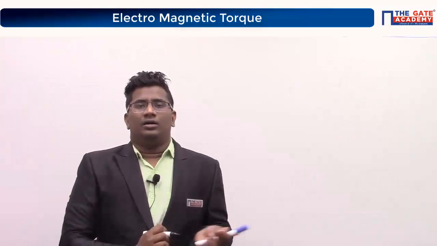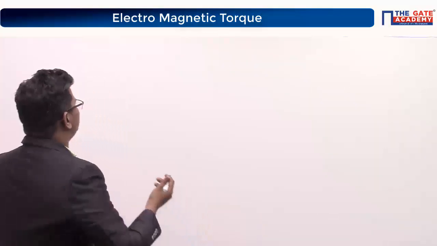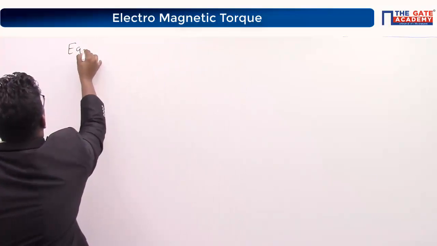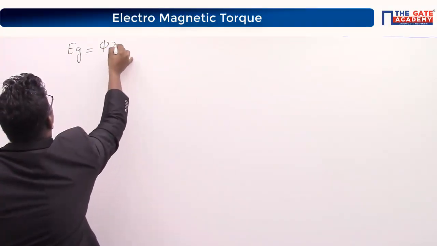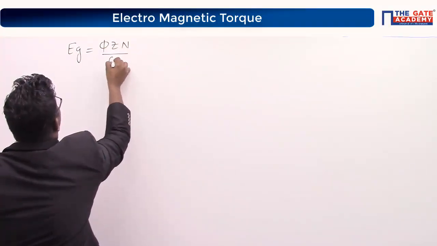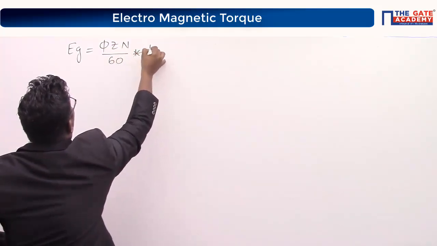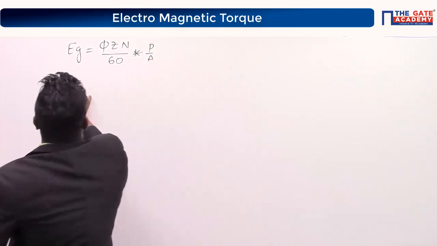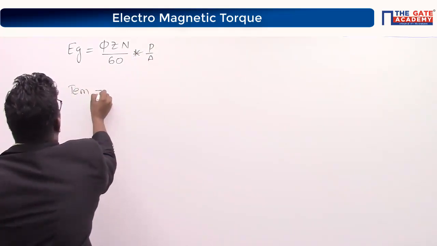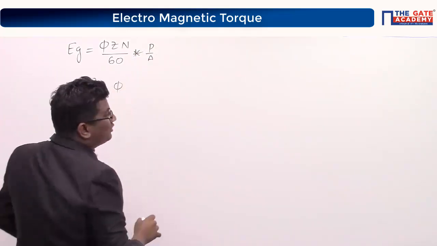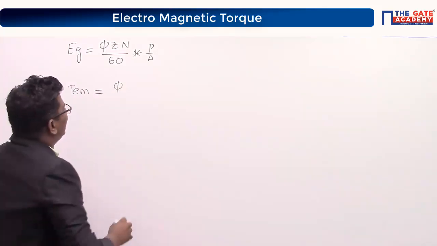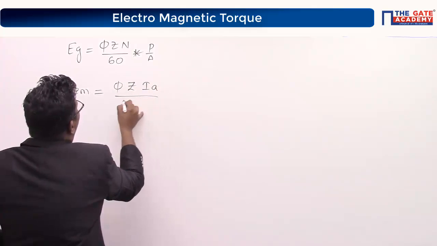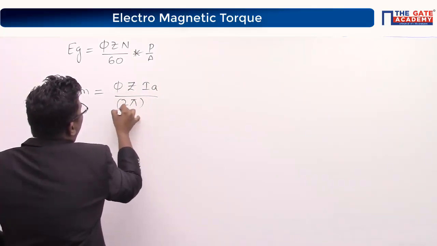Come on. Now, I am just recalling the derivations that we have taken. Eg is equal to what? Phi Z n by 60 into P by A. What about your electromagnetic torque? Electromagnetic torque is what? Phi Z Ia by 2 pi into A.